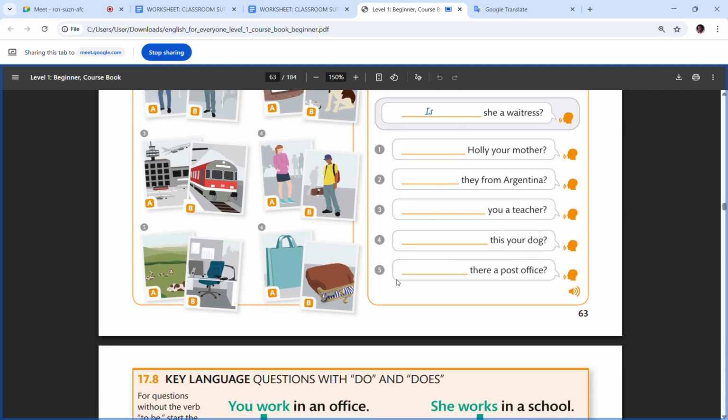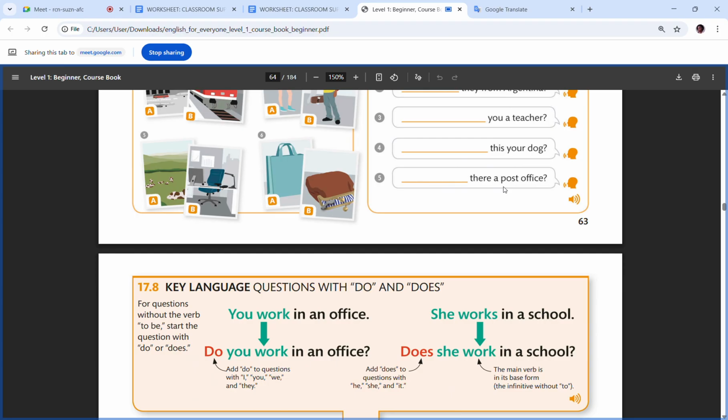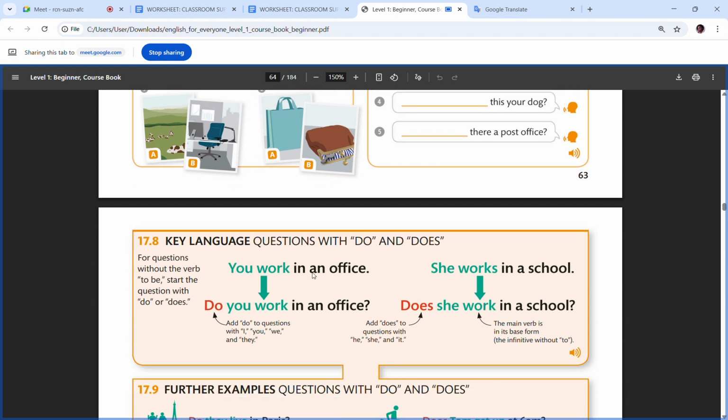Okay. And number 5. Is there a post office? Right? Is there a post office? Okay. If they tell you, you are going to South Africa, and you ask, is there Chinese food? You say, oh no, is there Chinese food? Okay. Now, please look carefully.